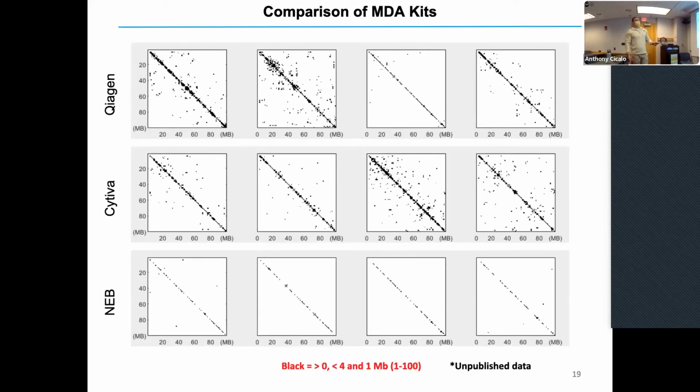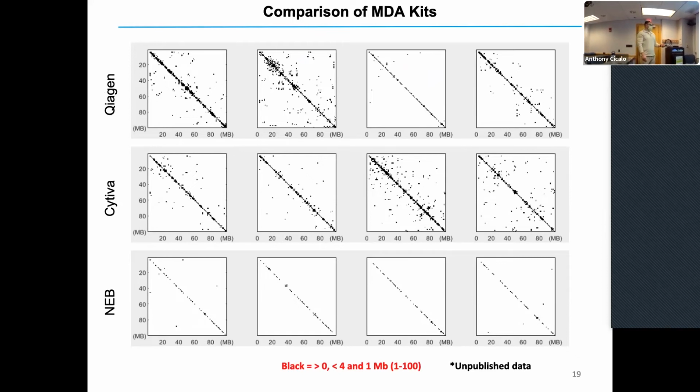Also, we received 24 cells from Florida State. We're doing this single cell project in collaboration with Dr. Peter Fraser from Florida State. And so he sent us 24 cells using 3 different amplification kits. 8 cells were amplified by QIAGEN, 8 cells were amplified by Cytiva, and 8 cells were amplified by NAB.